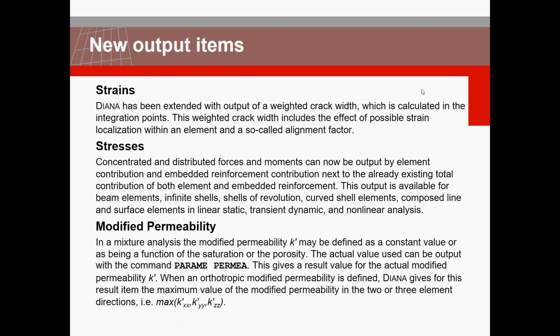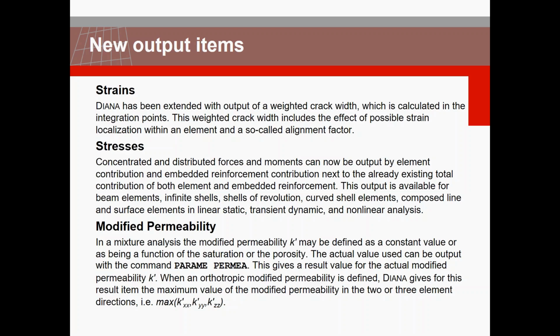post-processing features. We have incorporated and introduced new output items under the strain. We have introduced weighted crack width. This output is useful, especially if you have some sort of topological restriction for the element shape. So this helps for normalizing that effect of the strain localization.